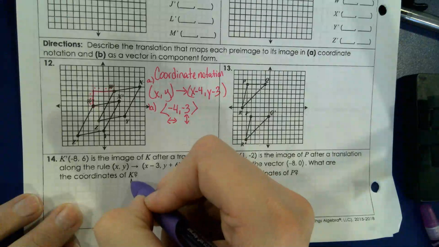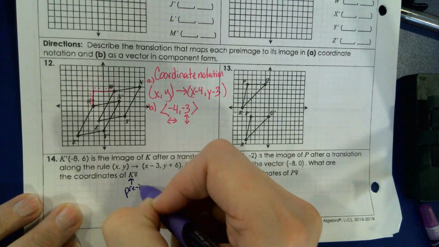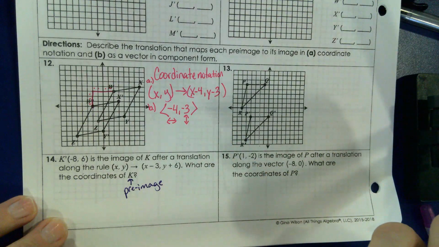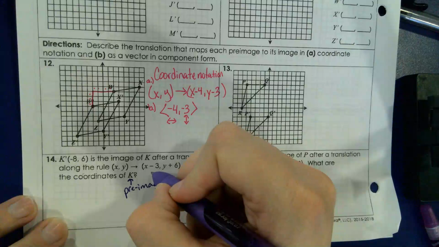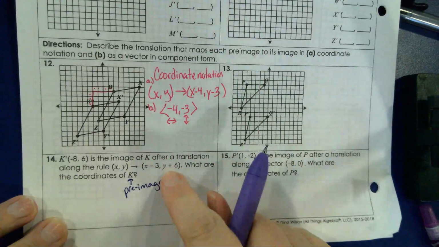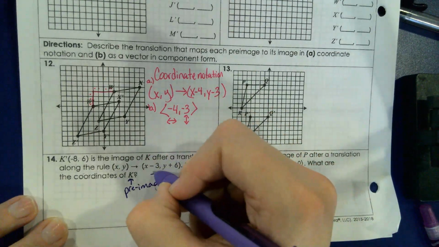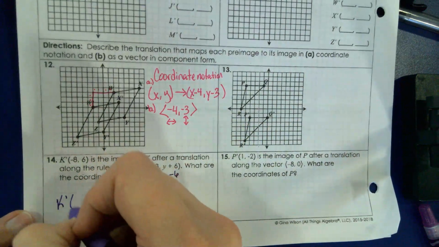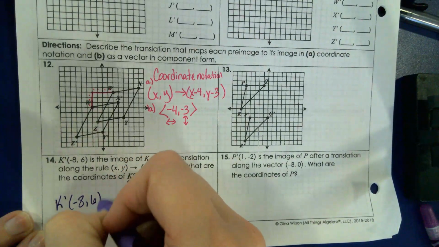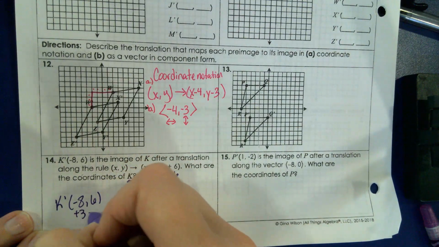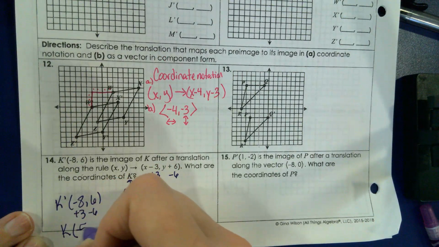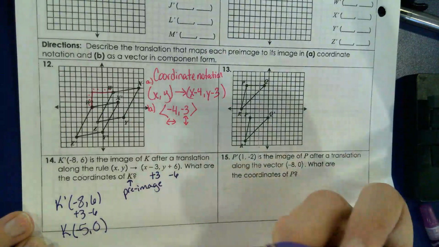K is our pre-image. So that's the original. So basically we're working this backwards. And so if I'm looking at backwards, then I have to follow my rule backwards, which means I need to be adding 3 and subtracting 6. So for K prime, I'm going to add 3 and subtract 6, which gives me -5, 0 for point K.